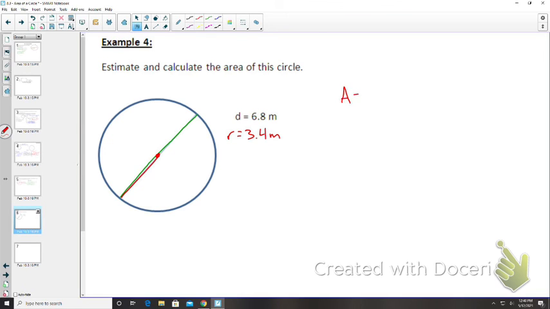So area is equal to pi r squared. Pi is 3.14. Radius is 3.4 meters squared. Punch those into your calculator, and you will get an area of 36.298 meters squared.